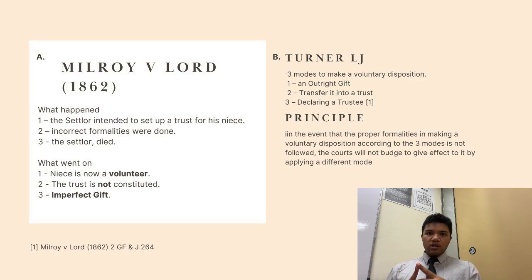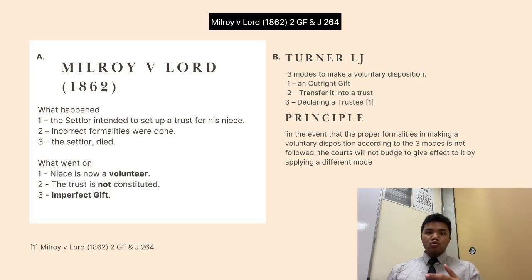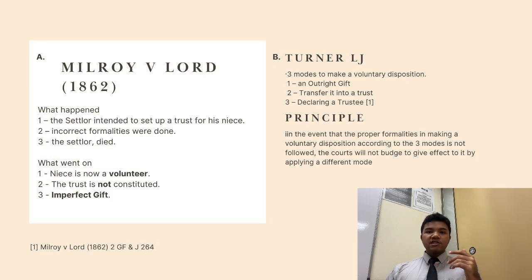Moving forward, the case also laid out three modes to make a voluntary disposition. Only three modes. As expressed by Lord Justice Turner in the case, the first is an outright gift. The second is to transfer the property into a trust. And the third is to declare oneself a trustee for the volunteer. To summarize, a perfect gift is one set up following all the correct formalities by one of these modes.